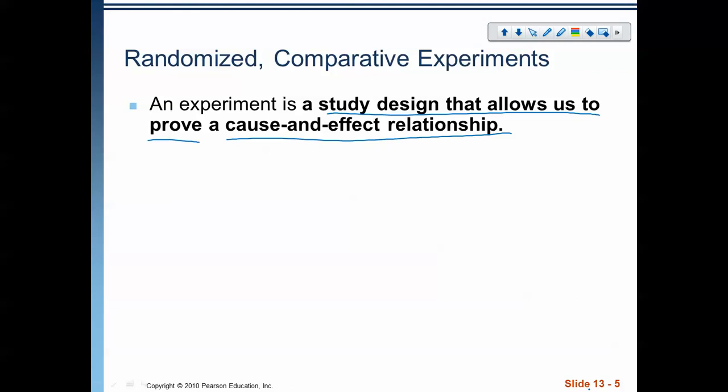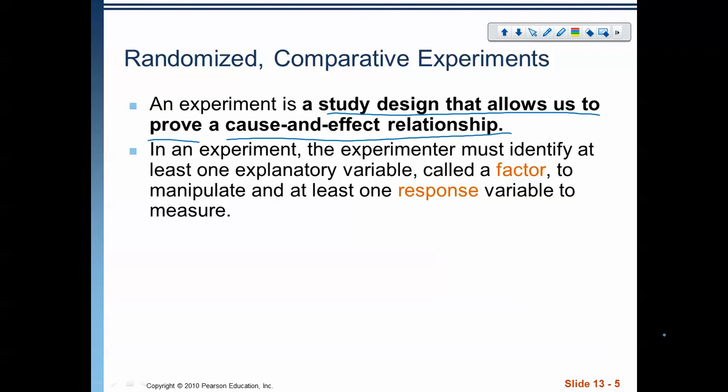In fact, we're going to spend 2 weeks talking about experiments, and that's just going to scratch the surface on how you really do a good experiment. Okay, you can take an entire master's level course in college about how to do a good experiment. So we're scratching the surface here. In an experiment, the experimenter must identify at least one explanatory variable, called a factor, to manipulate, and at least one response variable to measure.